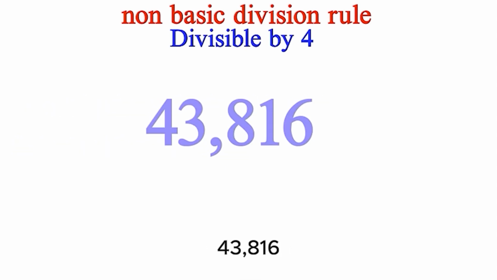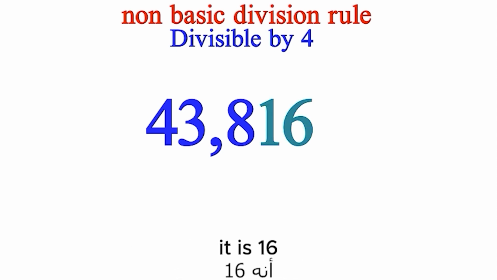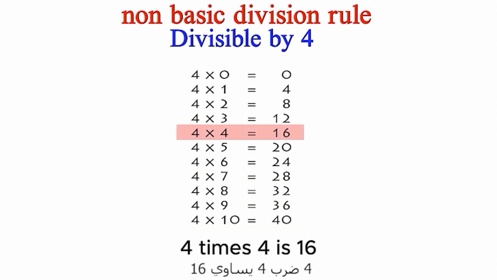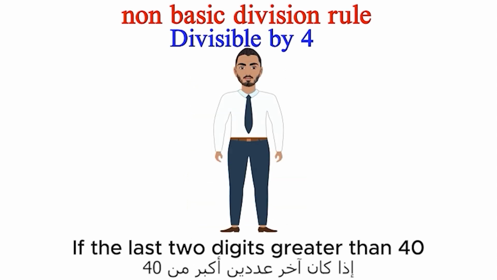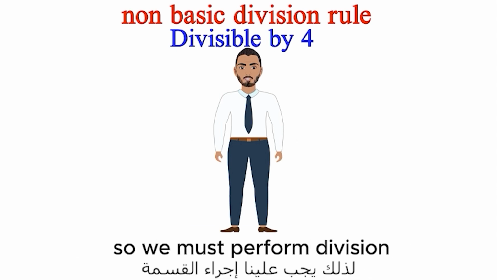Example, 43,816. Look at the last 2 digits. It is 16. Let's see the multiplication table of 4. 4 times 4 is 16, so 43,816 is divisible by 4. If the last 2 digits are greater than 40, we cannot find them in the 4 multiplication table, so we must perform division.